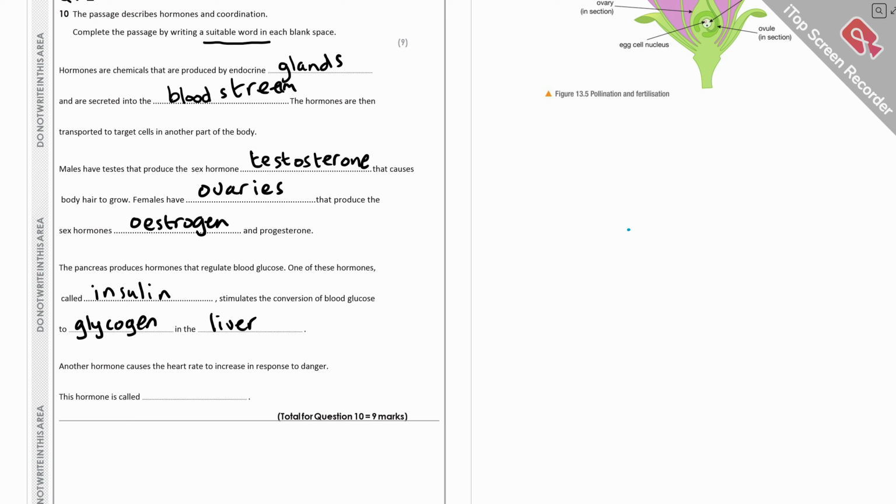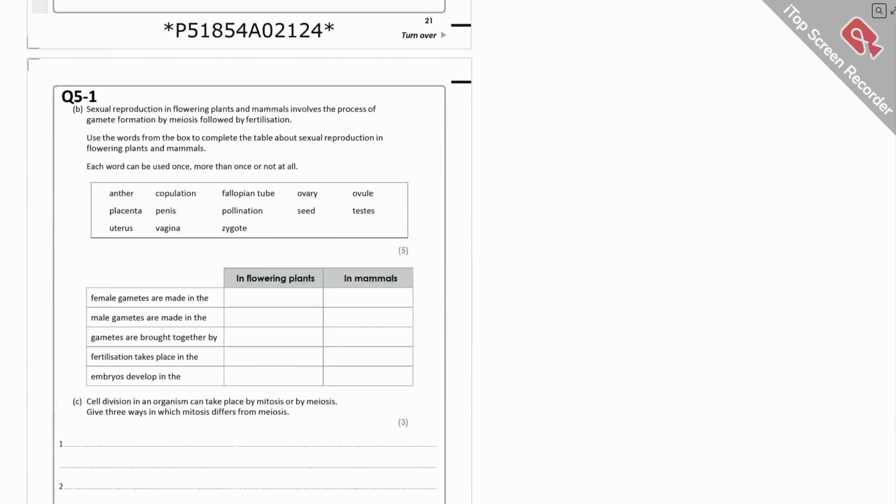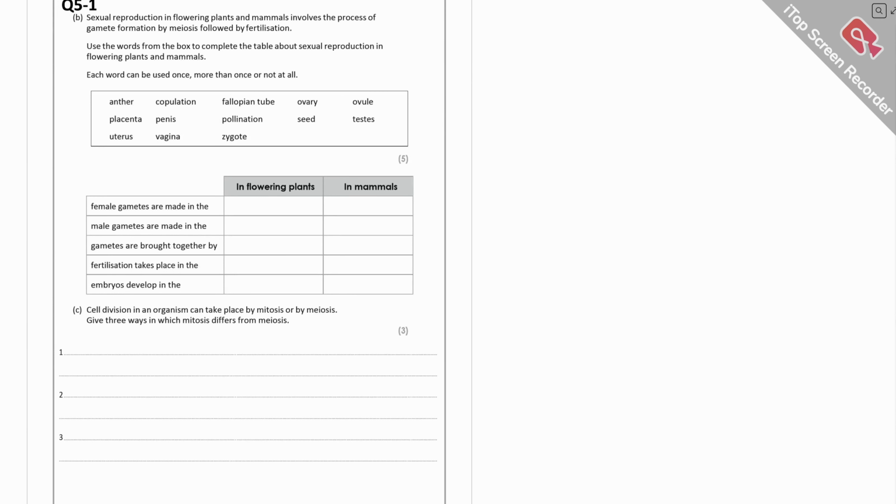Another hormone causes the heart rate to increase in response to danger. This hormone is called adrenaline. Right, okay, how many minutes is that? 8 minutes so far. See if we can get through this.